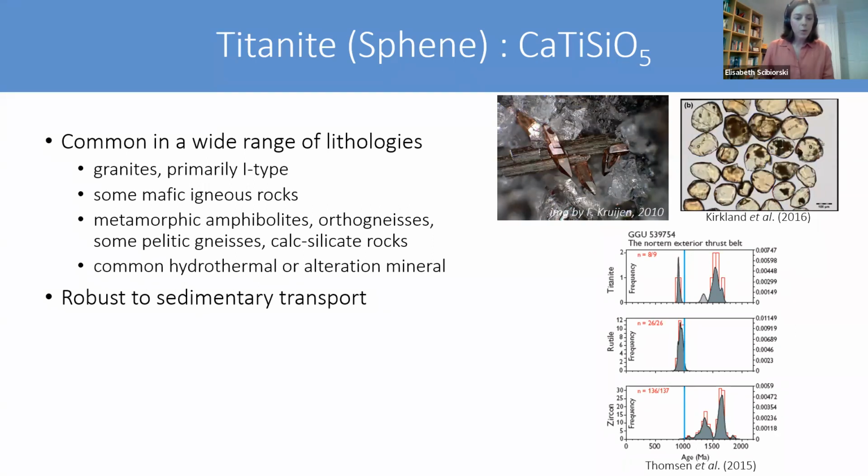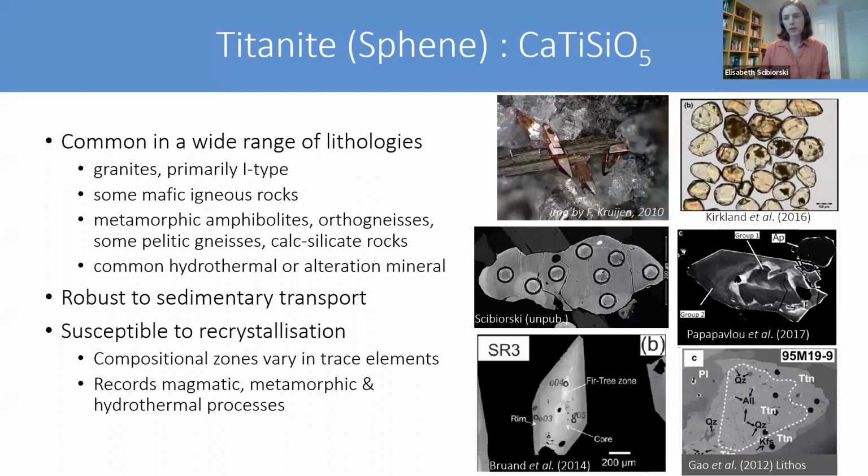Now, because titanite is one of several minerals in a rock that can contain titanium and calcium, it can actually be very reactive during metamorphism. And this can make it quite susceptible to recrystallization. This produces quite common zoning in titanite. And these zones then will record a range of geological processes, things like changes in pressure, changes in temperature, changes in bulk rock composition during the crystallization of that titanite. And these are then accompanied by changes in trace element composition.